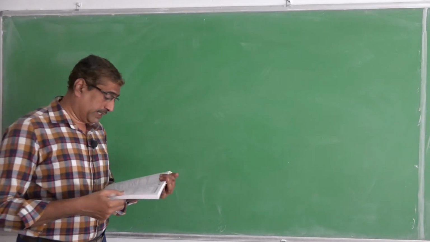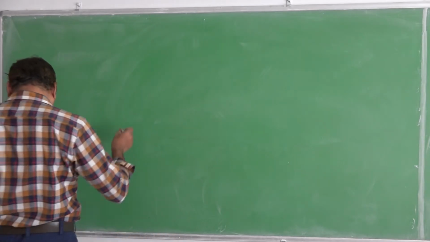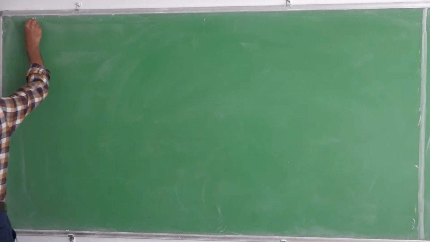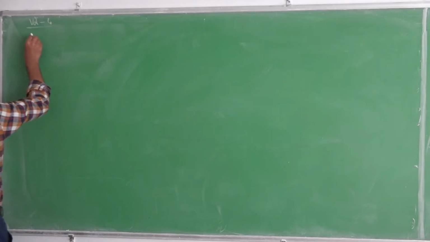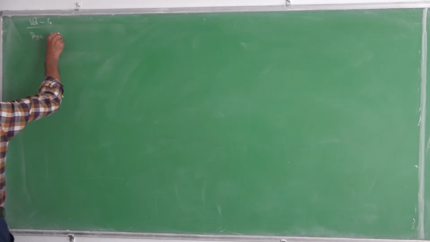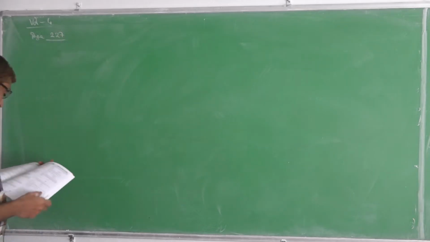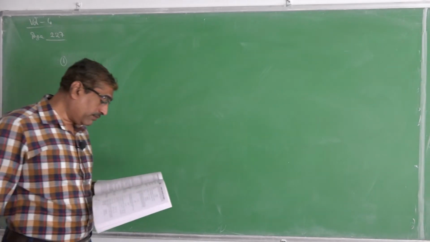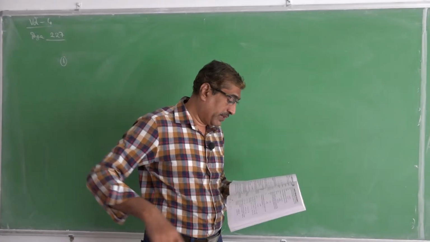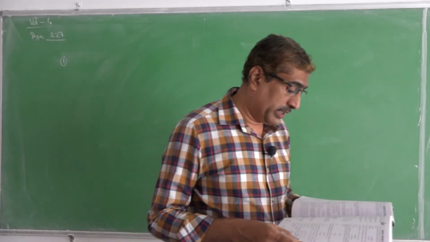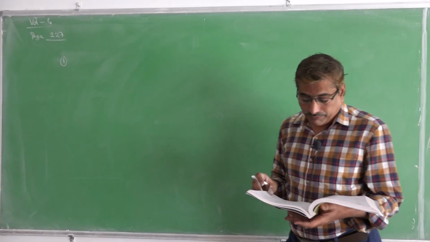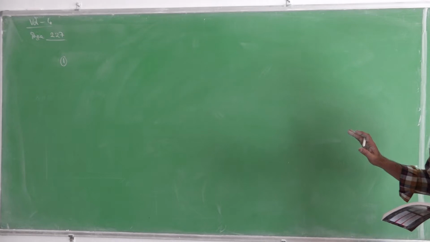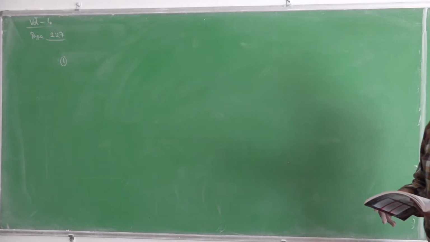We solve exercise 1 of level 2, volume 4, page number 227. Okay, problem number 1. A gas at a pressure P0 is contained in a vessel. If the masses of all the molecules are halved and their speeds are doubled, then the resultant pressure P will be.